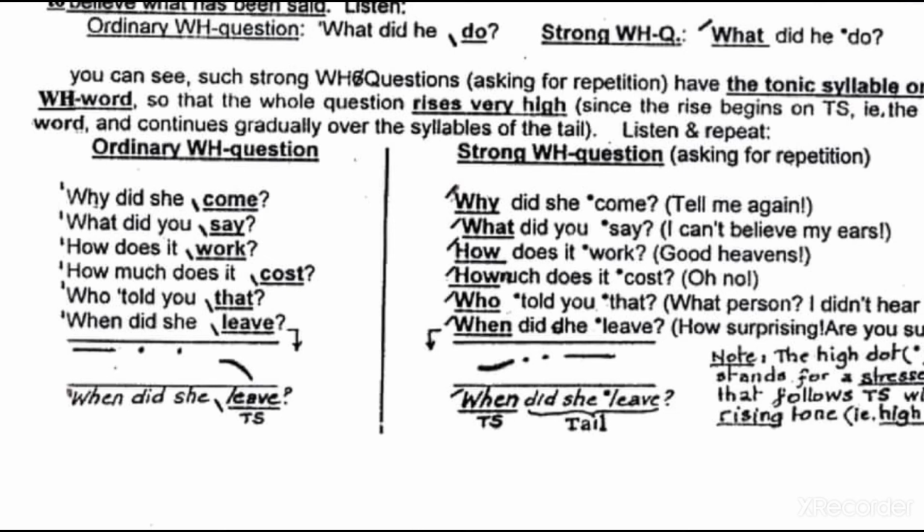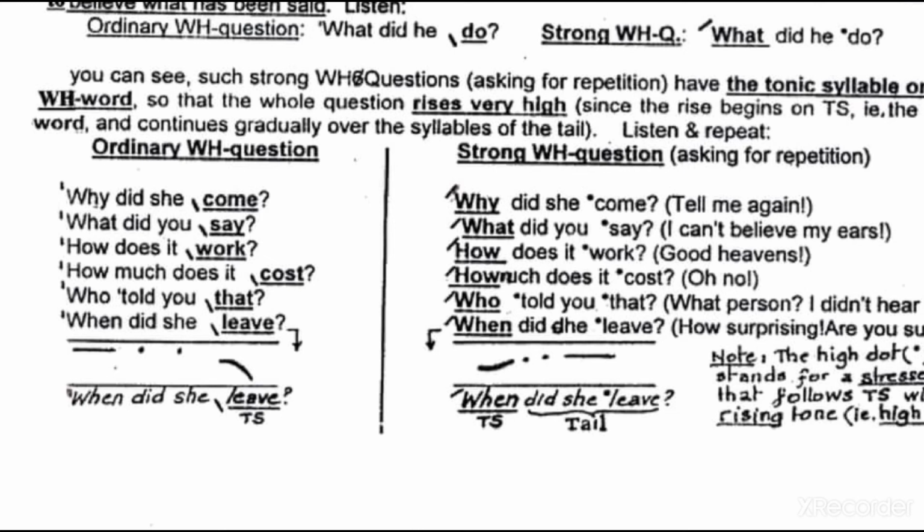So we carry on. The next question, "What did you say?" Here it's a normal question, but when it is strong, I would say, "What did you say?" So here the high rise is on "what," and "say" is a stressed syllable after the TS, so it will take a dot, because here we have a rising tone, only in rising tones.